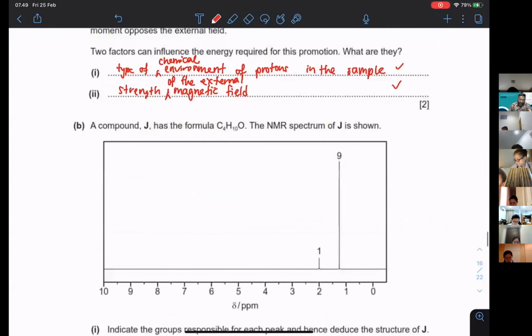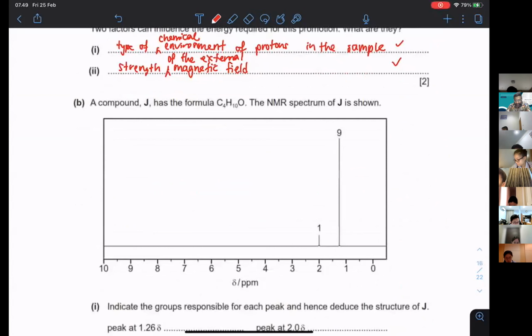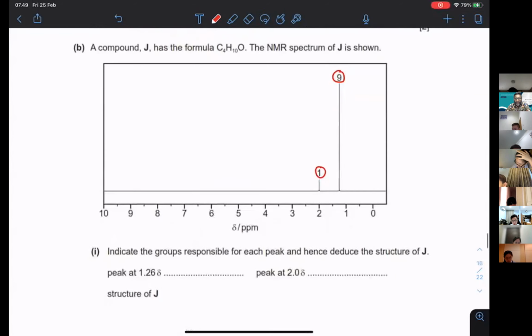Done. Now, a compound J has the formula C4H10O. The NMR spectrum of J is shown. There are two peaks. One peak is 9, which represents 9 protons having that environment, and then there is one proton having this other environment only. Indicate the groups responsible for each peak and deduce the structure of J.